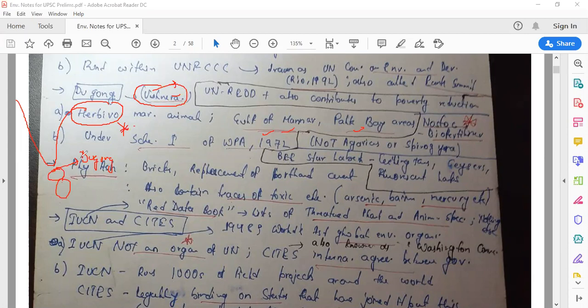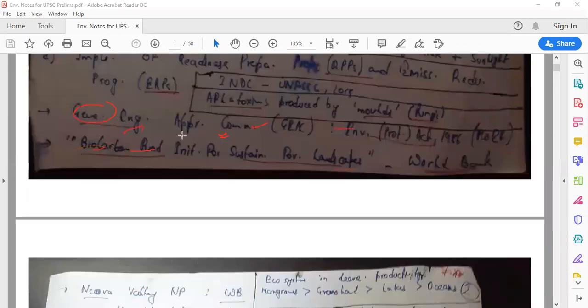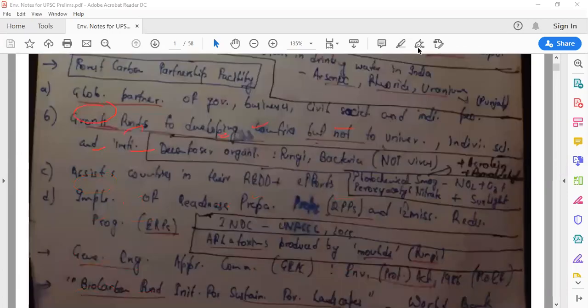And under Schedule 1, you cannot hunt them. There are so many restrictions under Schedule 1. We'll talk about all the schedules of WPA 1972 in detail. So again, remember, dugong is a herbivorous marine animal. They are found in Gulf of Mannar, Palk Bay areas, in the southern tip of the Indian mainland, and they are under Schedule 1 of WPA 1972. Now let's move back and read what we were reading.